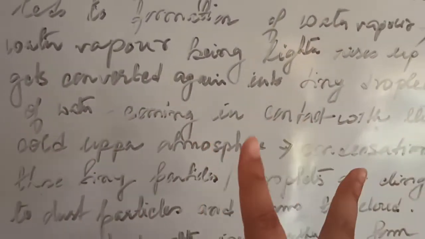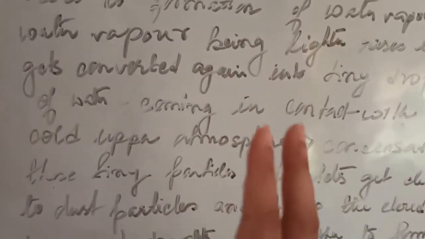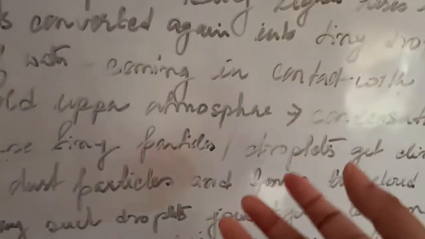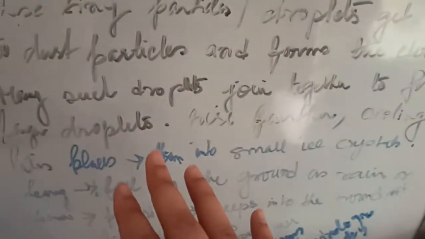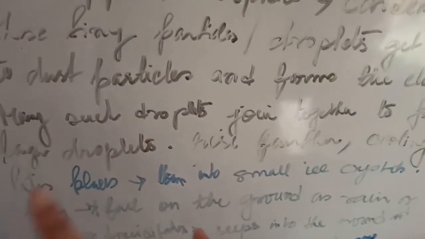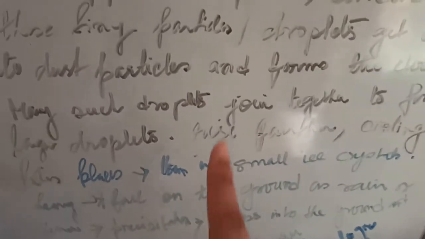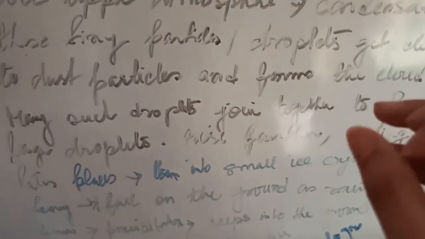Then all the tiny droplets get attached to the dust particles, leading to the formation of clouds. When the clouds become heavier with the droplets of water, the water droplets fall on the ground as rain or snow, and we call that process precipitation. When the rainfall takes place, the rain seeps into the ground.